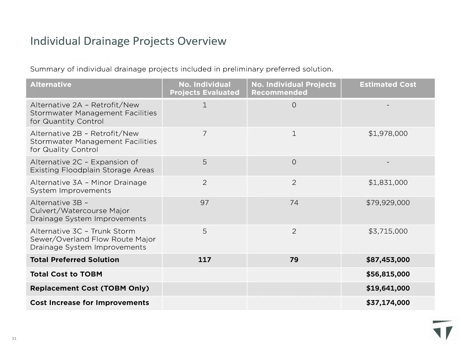The number and types of individual drainage projects evaluated and recommended, and the estimated costs of the recommended projects are summarized on this slide. A total of 79 individual drainage projects were selected for inclusion in the preliminary preferred solution. Of these 79 projects, there is 1 stormwater management facility retrofit for quality control, 2 specific minor drainage system improvement projects, 74 culvert and watercourse major drainage system improvement projects, and 2 trunk storm sewer and overland flow route major drainage system improvement projects.